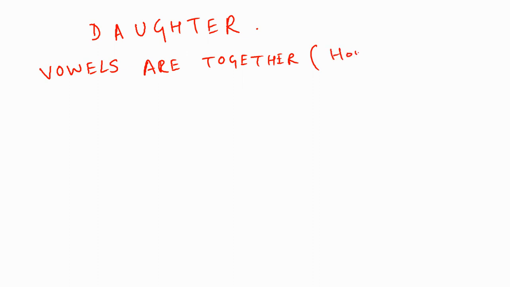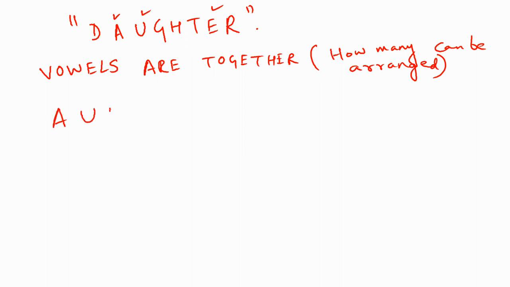How many ways can it be rearranged? Okay. So how many ways can the word daughter be arranged so that the vowels are together? What are the vowels in this word daughter? A, U, E, right? A, U, E are the vowels in this word. Now, they are saying the vowels should always be together.